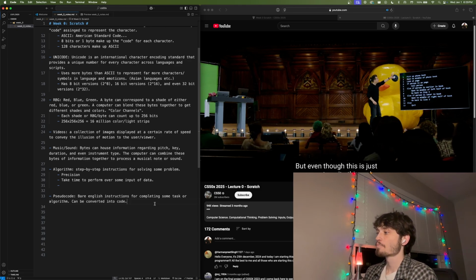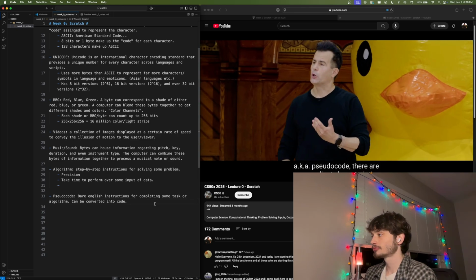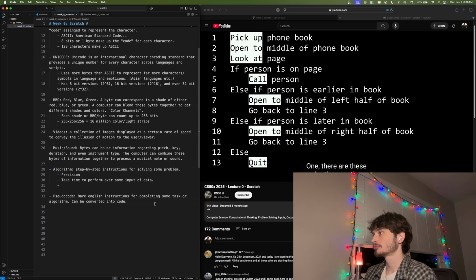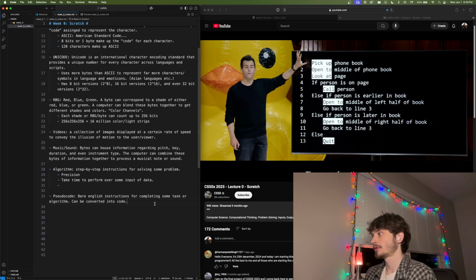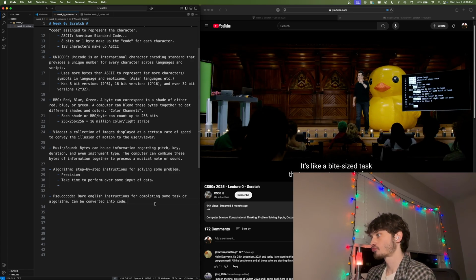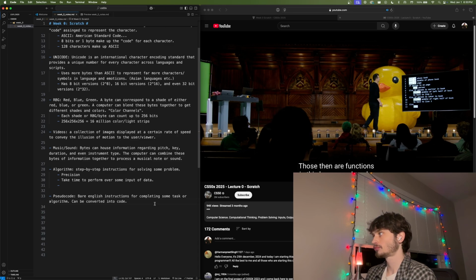But even though this is just one way to write this code, aka pseudocode, there are some salient characteristics that we'll use throughout today. One, there are these verbs, these actions, and henceforth, as aspiring computer scientists or programmers, we're going to start to call these by what a more technical audience would. These are functions. A function is an action or a verb. It's like a bite-sized task that a computer can do for you. Those then are functions in this here pseudocode.